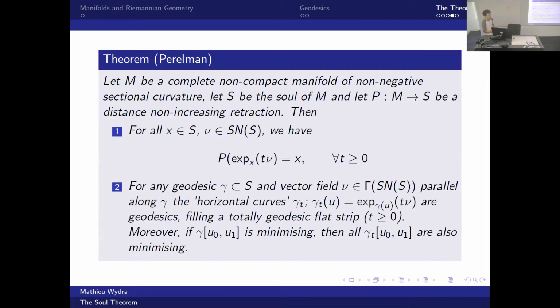Here's the theorem he gives. So the soul conjecture is actually a corollary of this theorem. A pretty easy theorem to prove, actually. Let M be complete non-negative sectional curvature, S be the soul, being the totally convex, totally geodesic submanifold we have, and P from M to S being a distance non-increasing retraction. A retraction is just a map which takes M into S, right? It retracts it such that the restriction of P to S is just the identity.